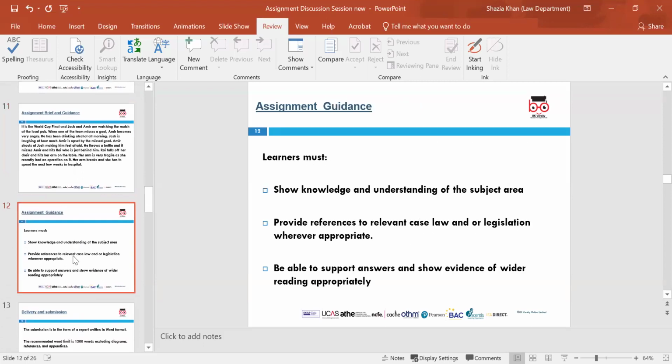You must show knowledge and understanding of the subject area. You must provide references to the relevant cases or legislation wherever appropriate, and you must be able to support your answer and show evidence of wider reading appropriately.